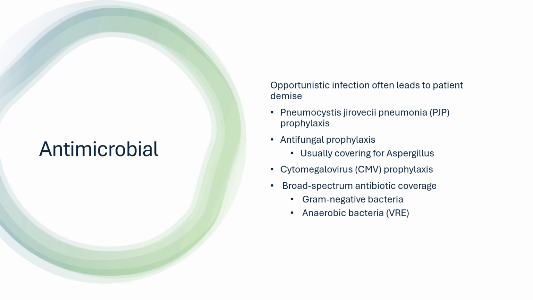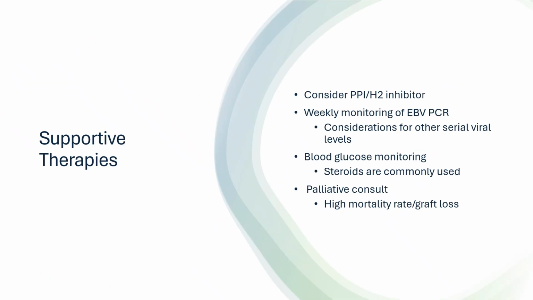It is very similar to when you think about patients that die of AIDS. They don't die from AIDS, they die from an AIDS-related disease. I know that's an older example, but that's the first thing that comes to my mind. It's these opportunistic infections that are usually what happen to these patients. So some of the common things that we want to prevent them from getting are PJP pneumonia. Antifungal prophylaxis can be done for prevention of aspergillus, CMV prophylaxis, or broad-spectrum antibiotics to hopefully cover the gram-negative bacteria that can be out there, as well as anaerobic bacteria such as VRE.